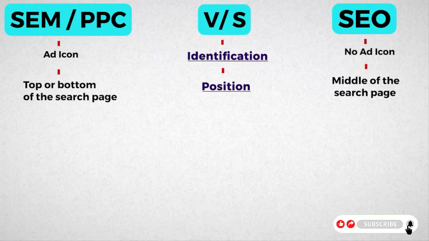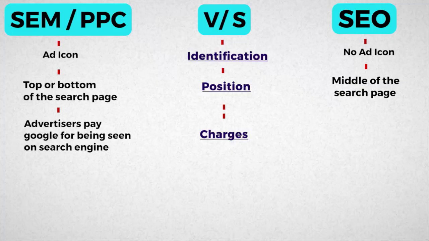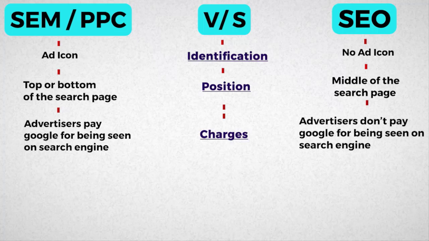Another important comparison point which relates to them hardcore as a main reason is that SEM or PPC, as it's an ad, is paid, means the advertiser pays Google for being seen on Google. Against that, SEO is free, means the advertiser doesn't pay Google any money for being seen on the search result page or whenever someone does a search on Google.